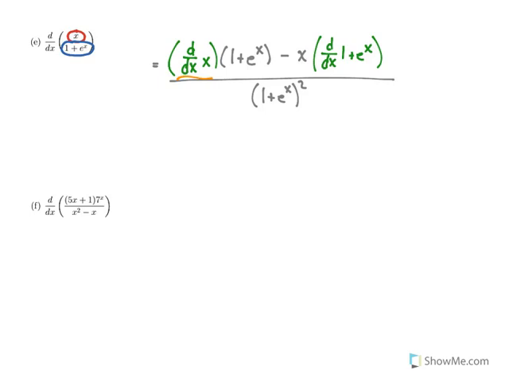Take care of our two more derivatives, and we have 1, the derivative of x, so we'll just write 1 plus e to the x, minus x times the derivative of 1 plus e to the x, which is 0 plus the derivative of e to the x, which is e to the x, all over 1 plus e to the x squared.